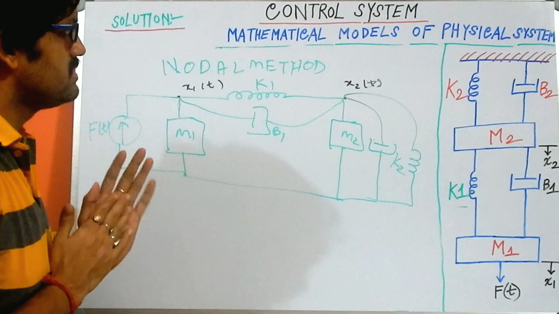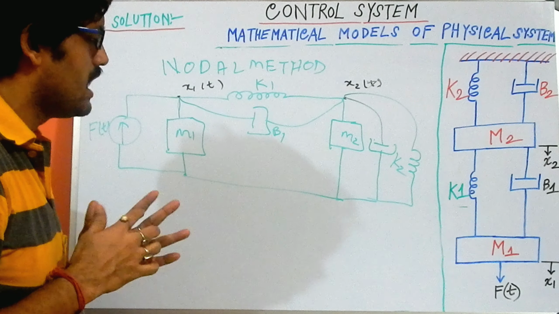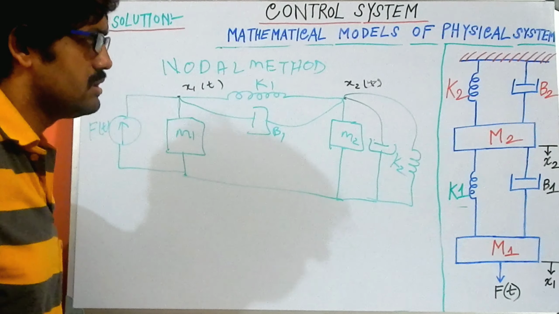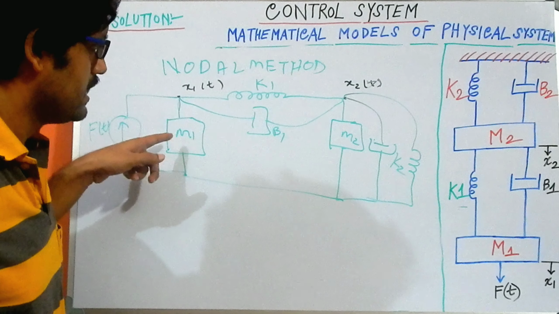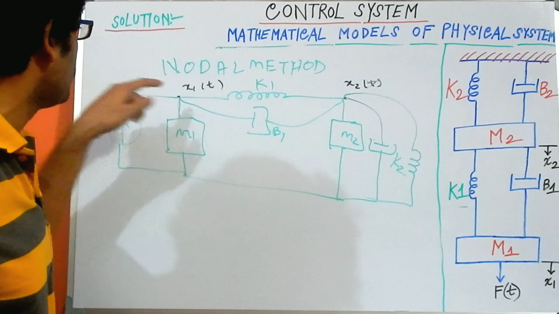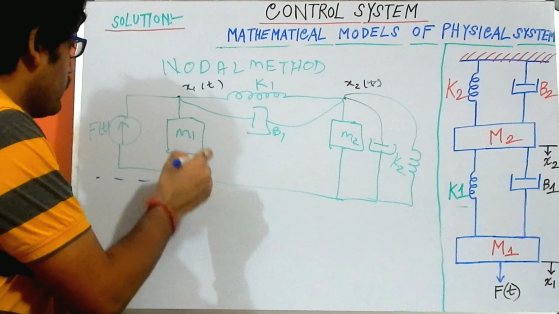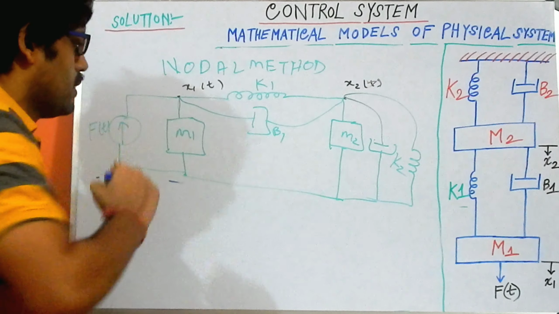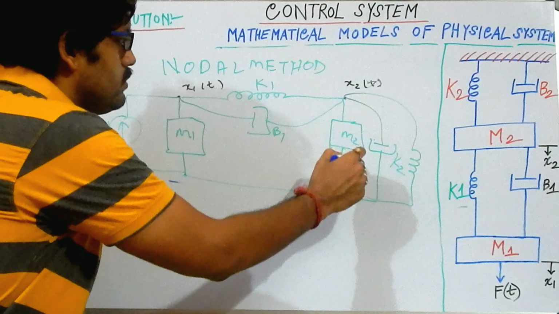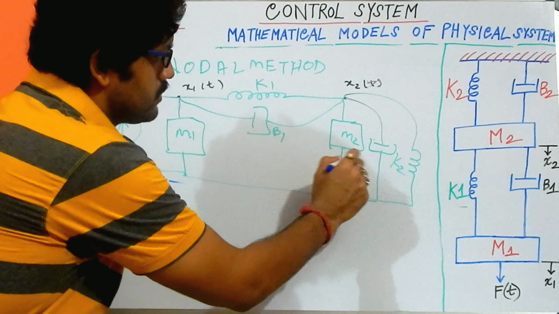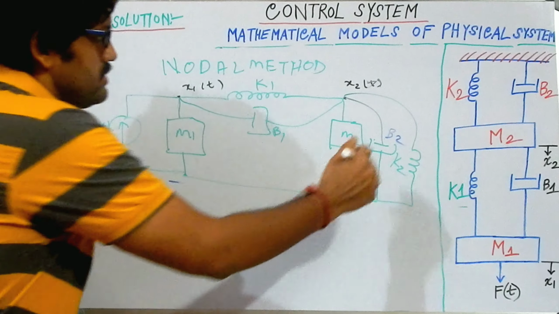So this is our block diagram using the nodal method. I would like to repeat once again: first introduce x1(t) and x2(t), and then find out which blocks are connected with x1 and x2. On the right-hand side, x1 is connected with M1, and our force is also applied on node x1. That is why I am drawing these two blocks here, solely connected with x1(t). And what is connected with x2? x2 is connected with M2, K2, and the last one, B2. I forgot to write it here, so this one is B2.